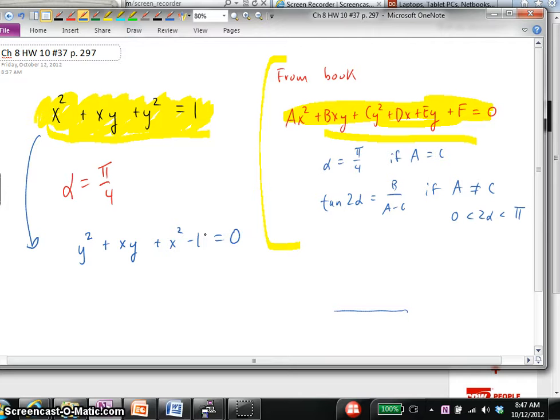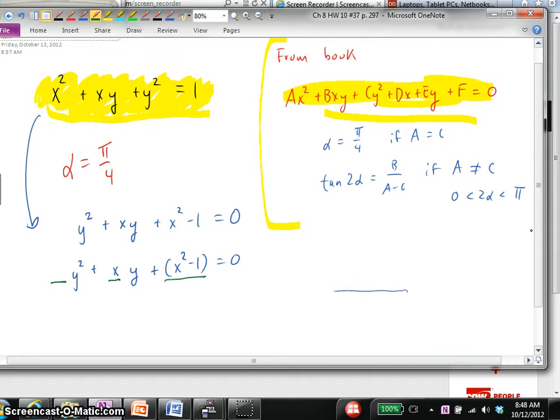Notice that this is a quadratic in terms of y, there's a coefficient here of 1 on y squared, of x on y, and then this is the other stuff. And so we can use the quadratic formula to get an equation for what y is. You can see a is equal to 1, b is equal to x, and c is equal to x squared minus 1.